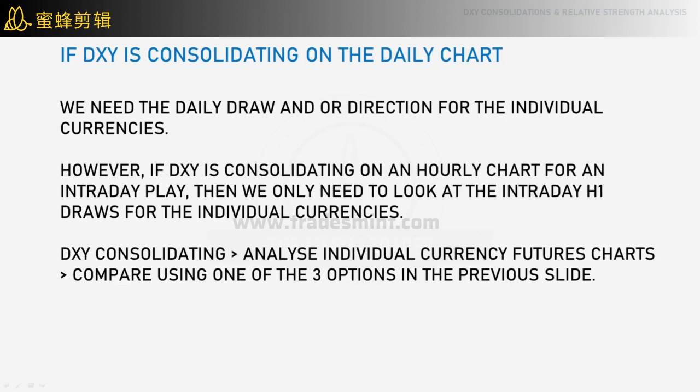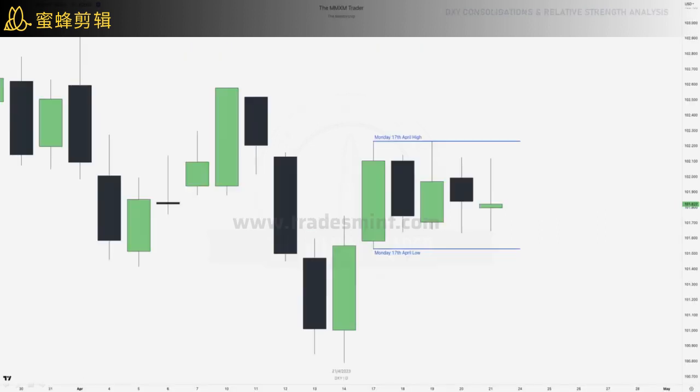So DXY consolidating, then we analyze individual currency futures charts, and then we compare one of the three options we covered in those previous slides. So over here we can anticipate that extended consolidation, right? Because we got Monday's high is that inside range high, and then Monday's low is that inside range low. The third candle fails to take out that range, and we can see it extends into Thursday and Friday consolidating.